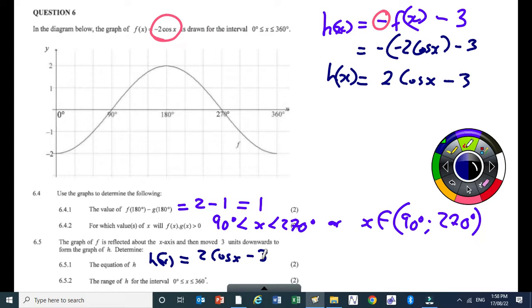Are you following? Okay. Then the last one says the range of h for the interval 0 to 360 degrees. So what will be the range of this graph? First, what's the minimum? Let me just ask you, what's the minimum of 2 cos x? If you were to draw the graph of 2 cos x, what would be the minimum?